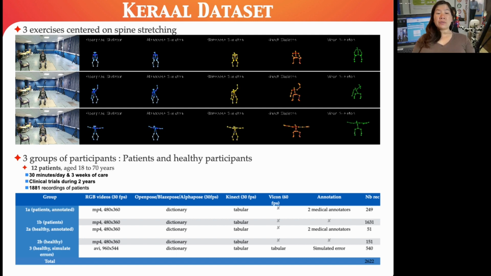Finally, we have group 3, who are healthy participants who are asked specifically to simulate errors. For these participants, we have the RGB videos with the OpenPose, PlacePose, and AlphaPose skeletons, along with the Kinect skeleton, but we also have the Vicon recordings, which are the precise positions of the joints.